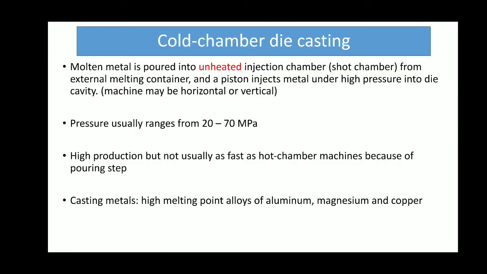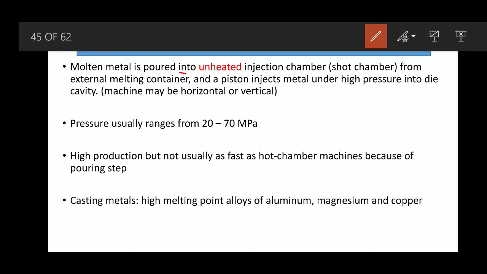So next is cold chamber die casting. Now, what is the difference between the hot chamber and the cold chamber? We have already discussed. Here, the molten metal is poured into an unheated injection chamber. That is important. The injection chamber, or the setup, is not heated; it is an unheated injection chamber, here also known as the shot chamber. Sometimes it is asked in which process the shot chamber is used. In this case, the cold chamber die casting process. Essentially this chamber is known as the injection chamber, or the shot chamber.